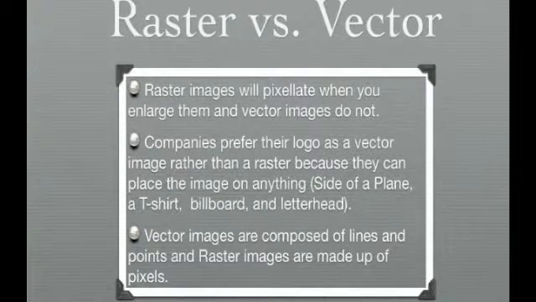Vector images are composed of lines and points, and rasters are made up of pixels. So when you enlarge a raster image, you're actually enlarging the pixels. So when the pixels get bigger, the image distorts and will become blurry.